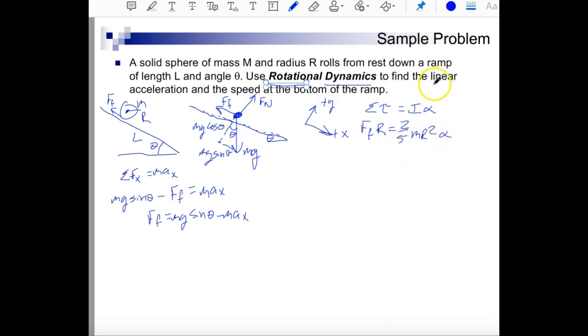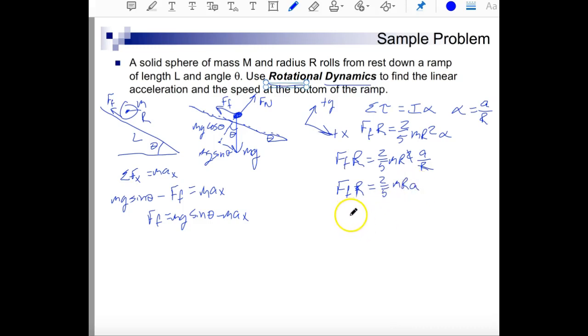The other thing that we need to do is we want the linear acceleration. So here we know that alpha is equal to the linear acceleration over r, and so we're going to plug that in. So here we go. Ff times r is equal to 2/5, and then this is going to be mr squared times a over r. At this point, we're going to get rid of one of the r's, and we're left with the equation Ff times r is equal to 2/5 times m times r times a.